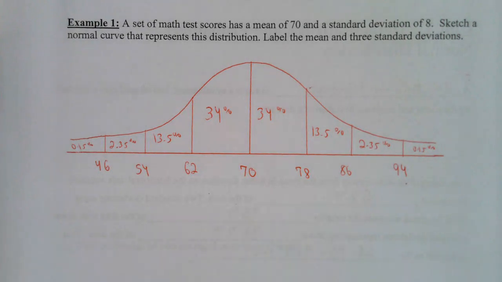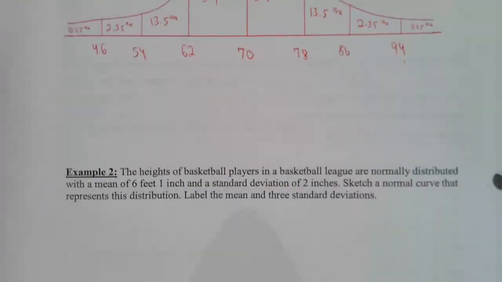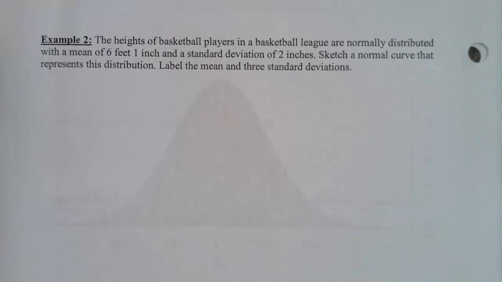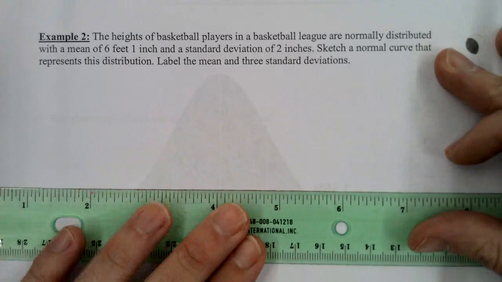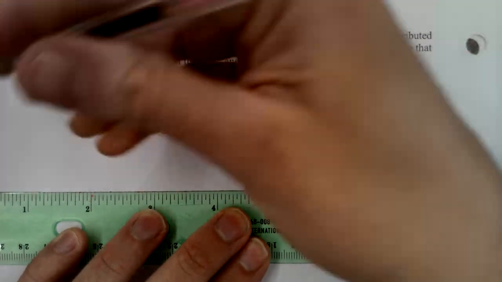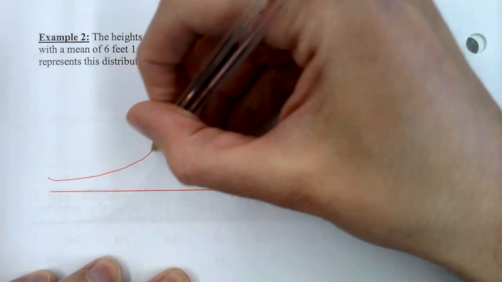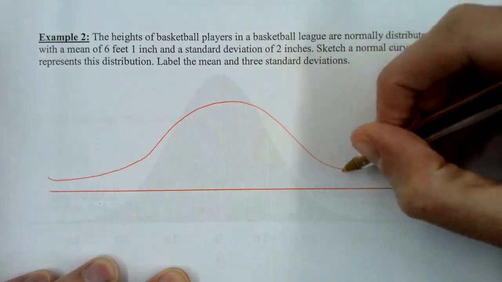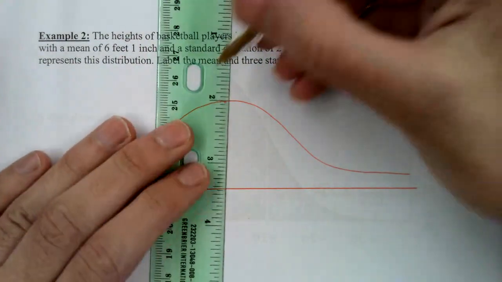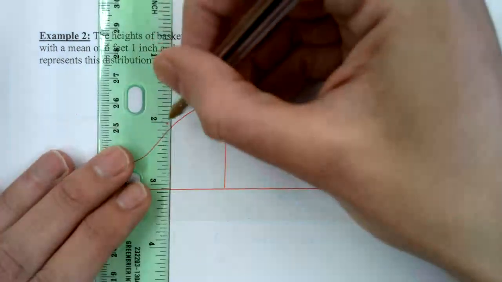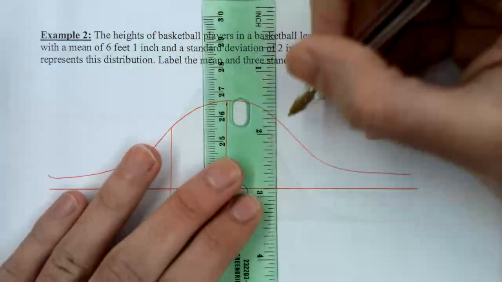All right, let's do one more. The heights of basketball players in the basketball league are normally distributed with a mean of 6 foot 1 inch and a standard deviation of 2 inches. Sketch a normal curve that represents this distribution. Label the mean and 3 standard deviations. Okay, so same thing. Let's draw the curve first. Do as best you can. Not good enough. Let's label 3 standard deviations in each direction.